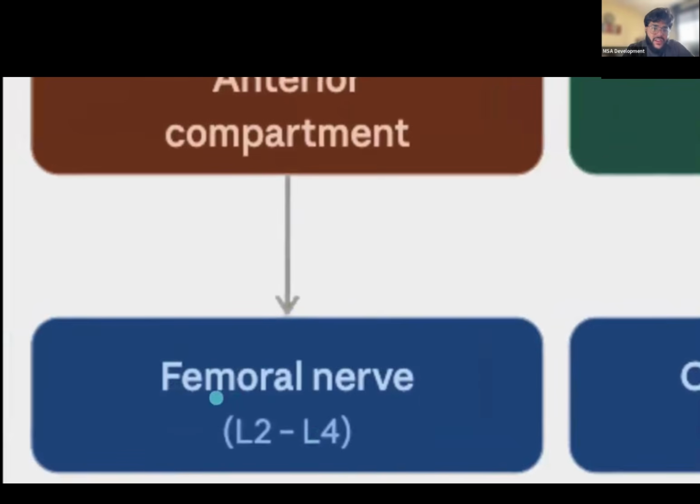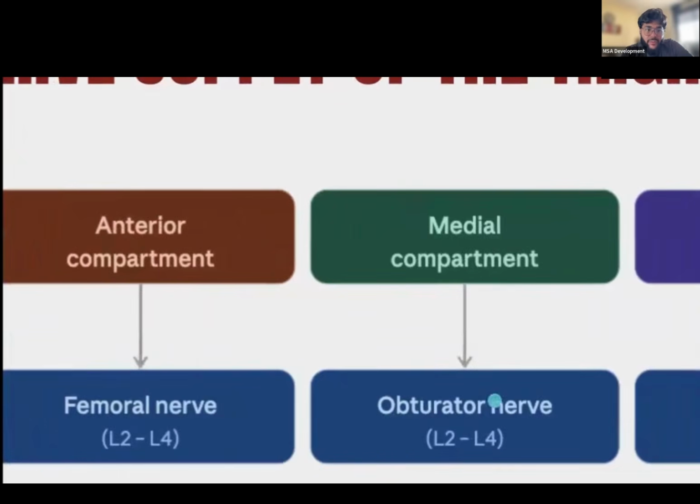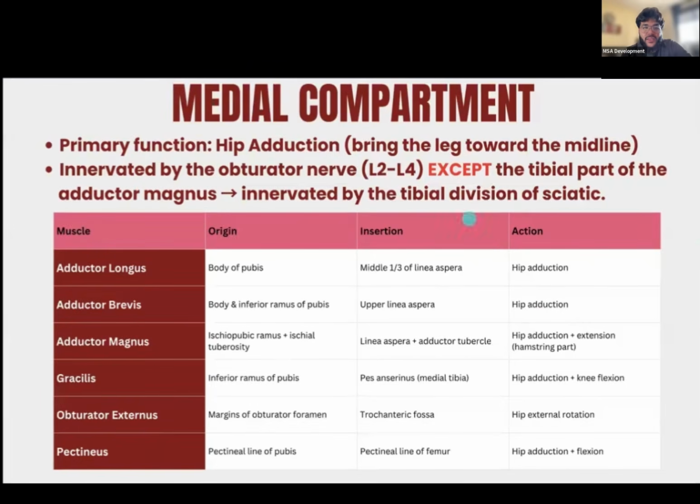Nervous supply of the thigh muscles. We have the anterior compartment, which is supplied by the femoral nerve, L2 to L4. Medial compartment is supplied by the obturator nerve, L2 to L4. It has an exception, and if I remember correctly, the exception was the tibial part of the adductor magnus, which is supplied by the tibial division of the sciatic nerve. This is the exception to the medial compartment. Everything is innervated by the obturator except the tibial part of the adductor magnus.